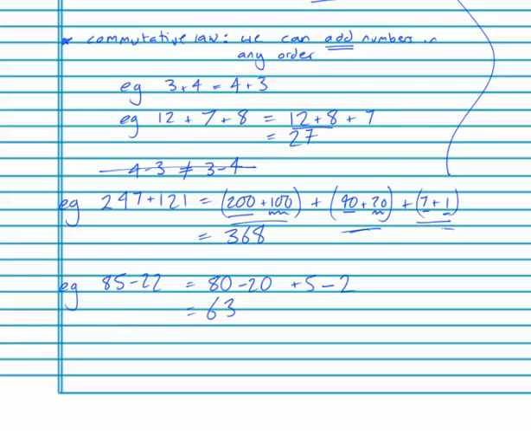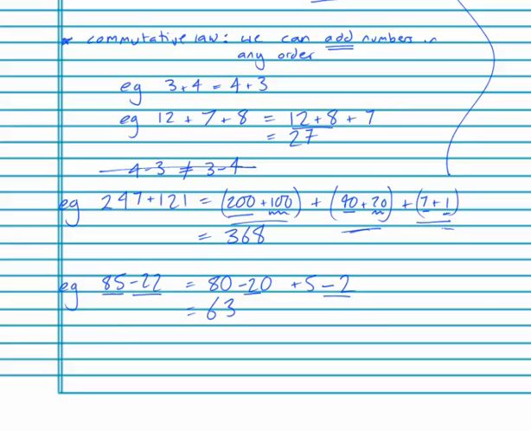I'm left with 63. We need to be a little bit careful when we're doing that, so we don't get mixed up with what we're taking away. 85 was 80 plus 5. Take away 22 is take away 20, take away another 2. So we can split up numbers to make it easier to add or subtract.